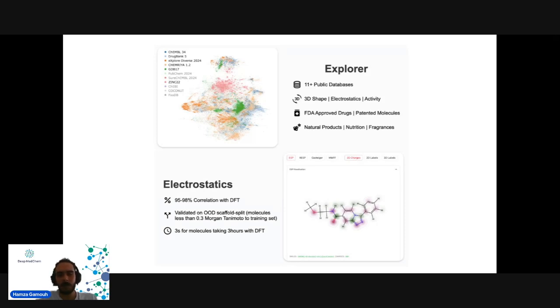And lastly we have Electrostatics, which is a tool which predicts electrostatic potential with DFT quality trained data. The predictions are related to the expensive DFT charge models, and it was validated on an out of distribution split, where we filtered for less than 30% similarity to the training set. So it achieved nice correlation, and it only takes 3 seconds per molecule rather than 3 hours with DFT. So please feel free to explore it and give us your feedback.